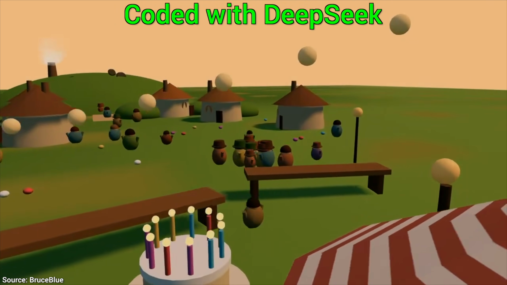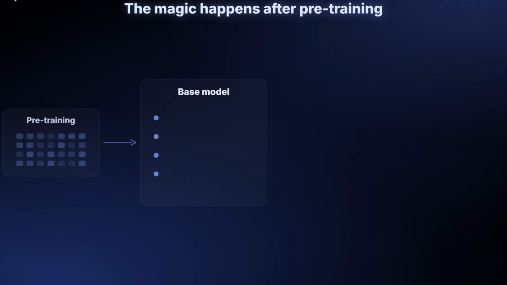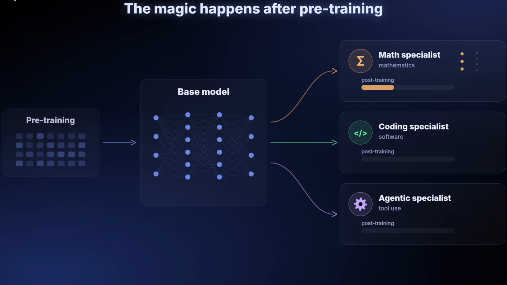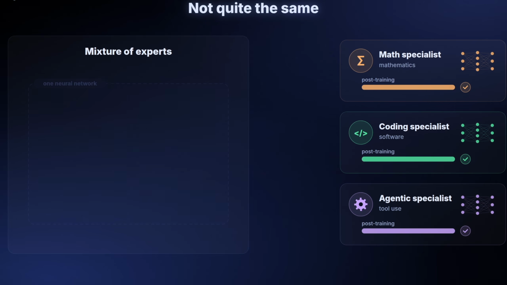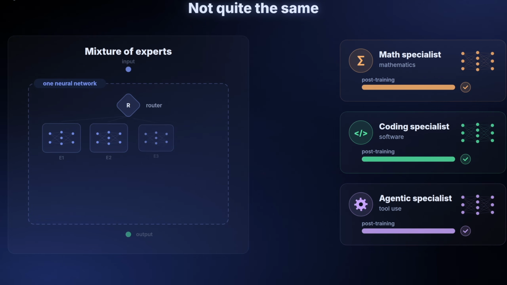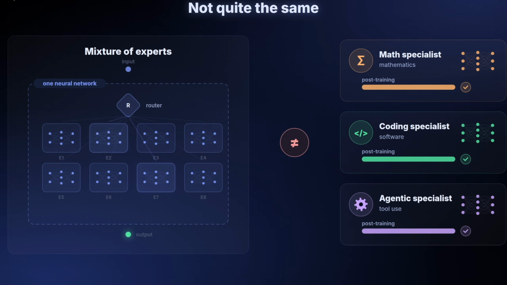During post-training, DeepSeek creates several specialist models for mathematics, coding, and agentic work. Now, we have to stop here for a moment. People confuse these with the experts in mixture of experts. That's not quite the same. Those are little pieces within one neural network. These are not. These are separately trained model checkpoints.